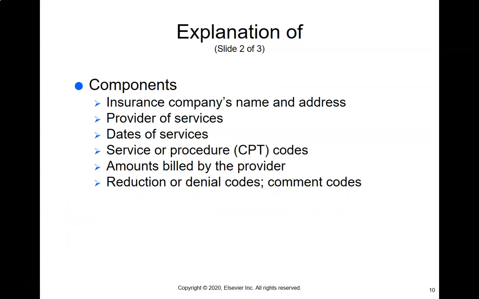Some of the components on an EOB will be the insurance company's name and address, the provider of services, the dates of services, service or procedure, the CPT codes, the amount billed by the provider, and reduction or denial codes or comment codes.